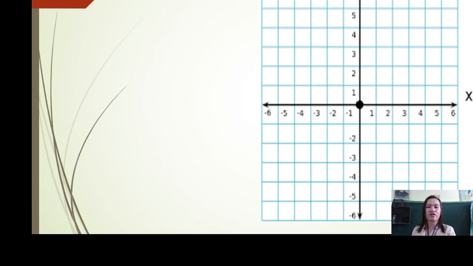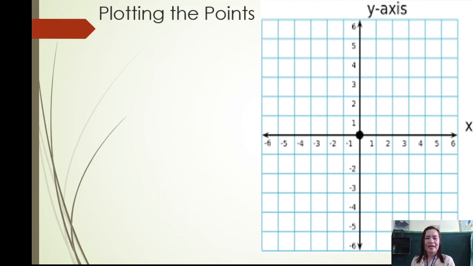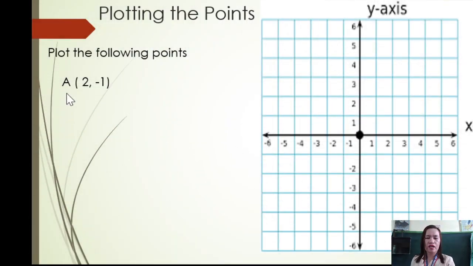Now let's do the plotting of points. How are we going to plot points in the Cartesian coordinate system? Remember this: in making your own Cartesian plane, do not forget to write the x-axis and the y-axis. I have here point A, where the value of x is positive 2 and the value of y is negative 1. Let's focus first on x.